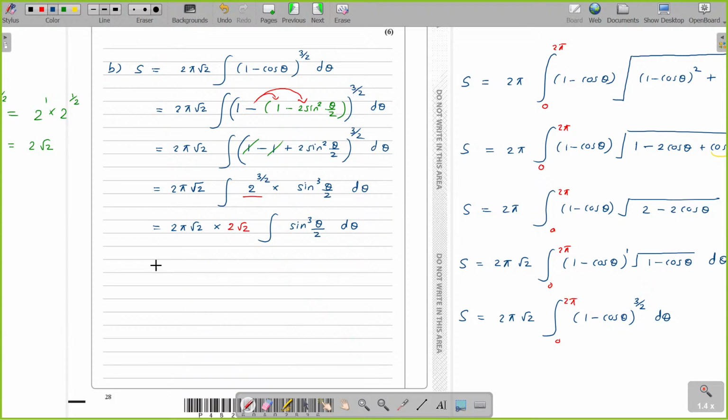So I get here 2 root 2 into 2 root 2 gives me 8 pi. Sine cube theta over 2, we can break it as sine theta over 2 times sine square theta over 2. Okay, now what? After this step, what's the next step?